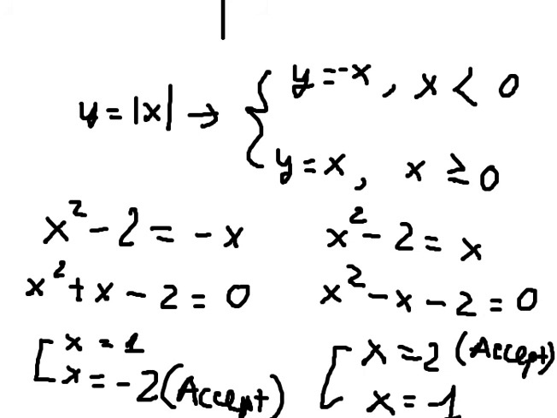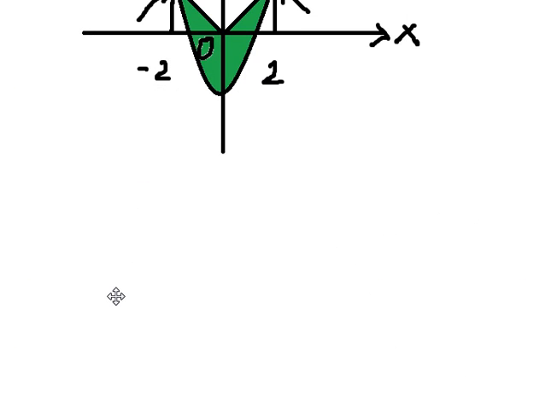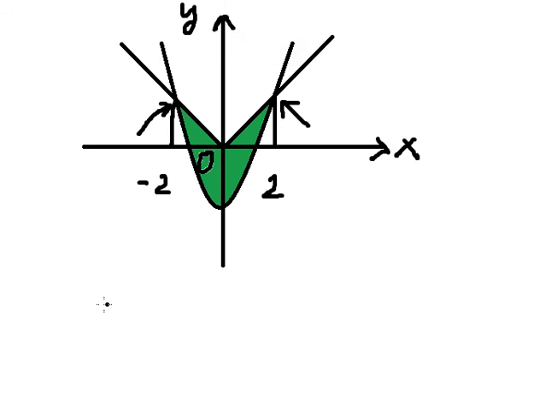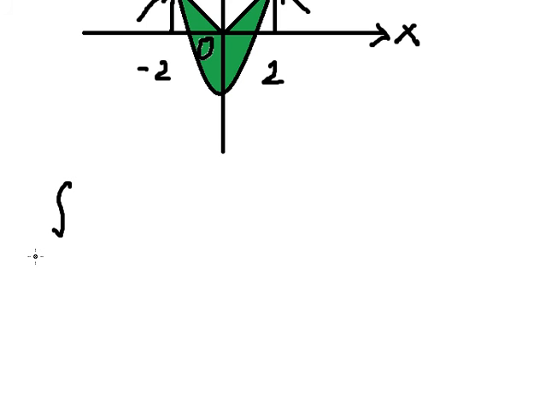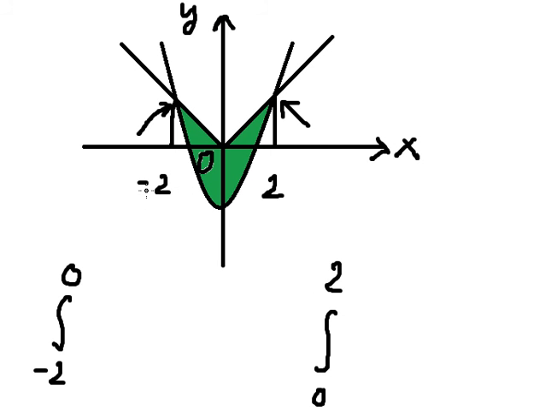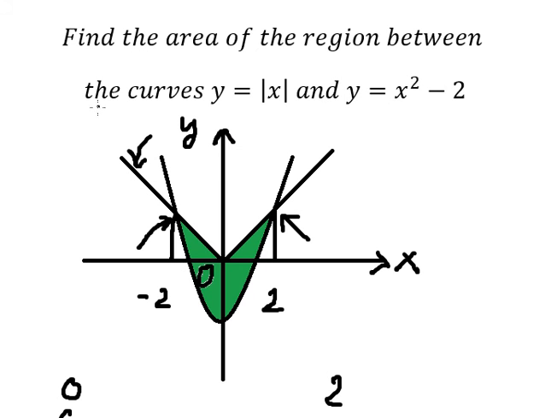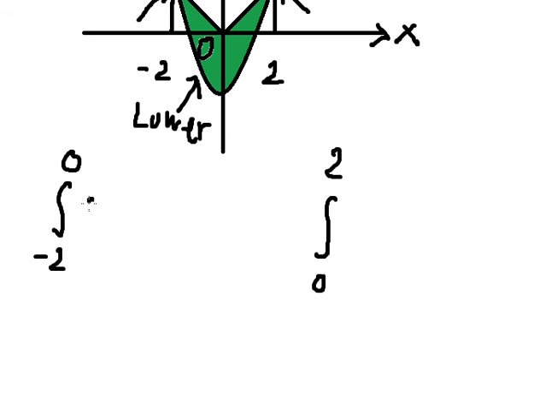Next, we need to create two intervals: from negative 2 to 0 and from 0 to 2. From negative 2 to 0, this one is the upper and this one is the lower. We know that we need to use the upper minus the lower.